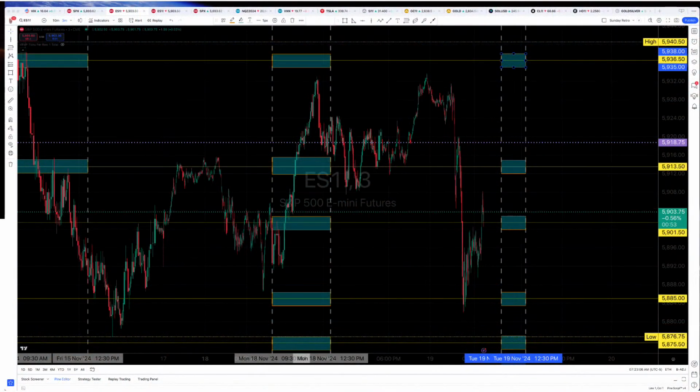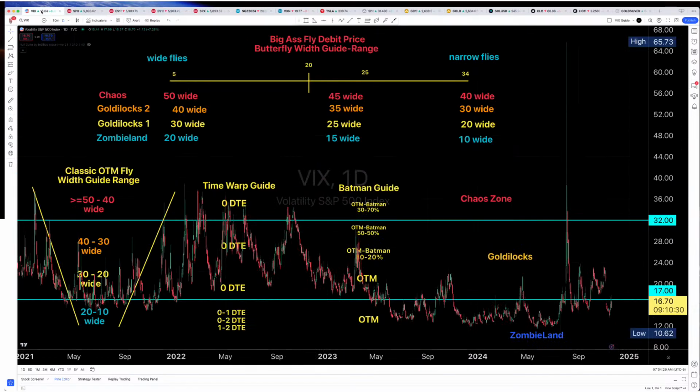So we'll go to the VIX, and not much changed from yesterday. It's almost exactly where it was, right on the edge of what I call zombie land and Goldilocks zone at about 16.63. So we're somewhere between 10 and 20 and 30 and 20 wide. So let's call it 15 to 25 wide.